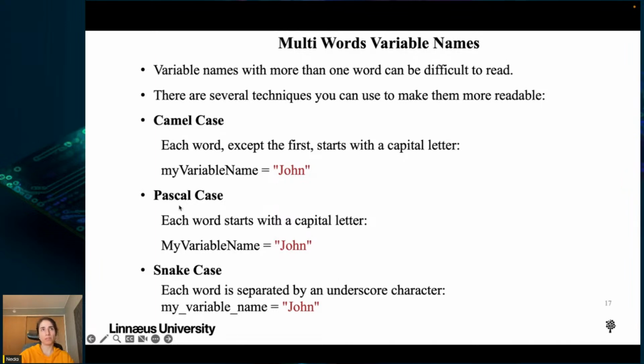The other format that we have for variable names is Pascal case, where each word starts with a capital letter: My Variable Name. So the difference between camel case and Pascal case is only in the first part. M in my, V in variable and N in name all should start with a capital letter. And the other one that we have is snake case, where each word is separated by an underscore character, like my underline variable underline name, and we call it snake case.